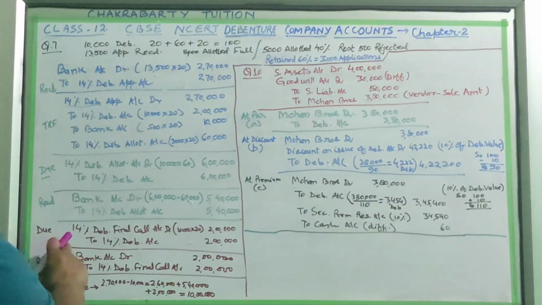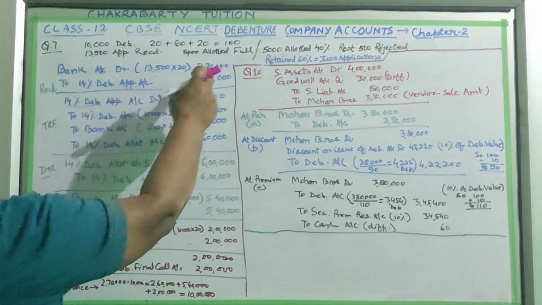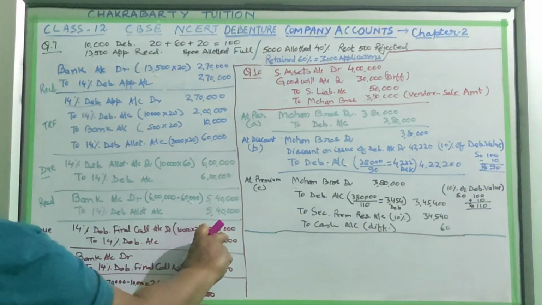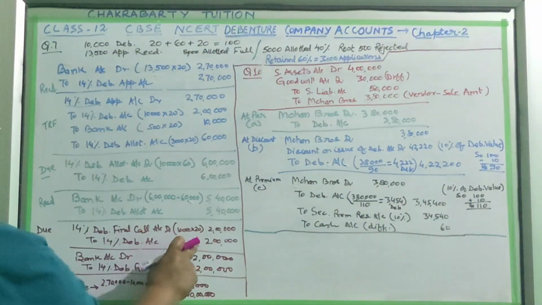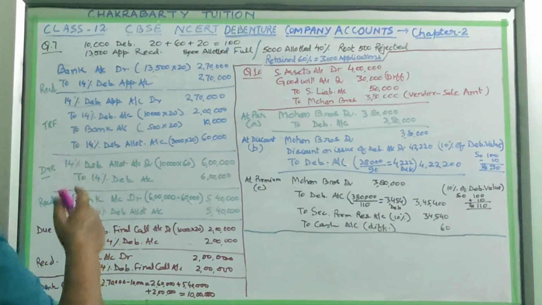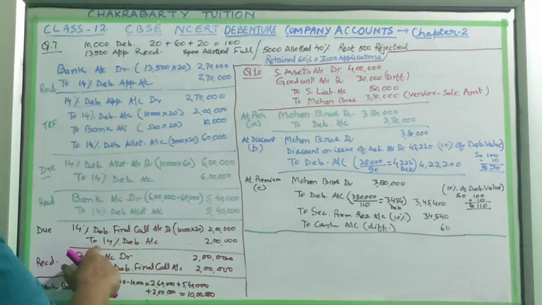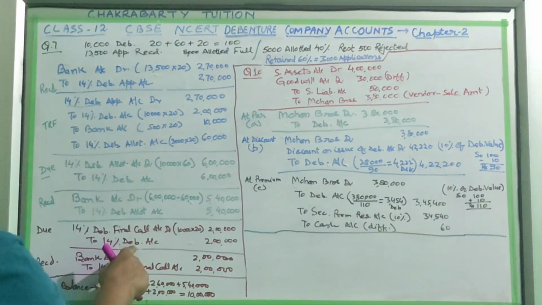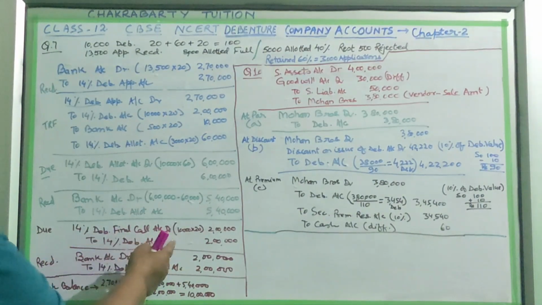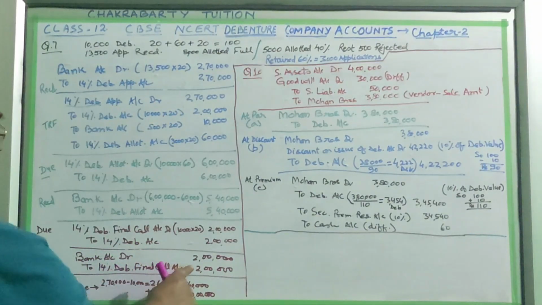Now the final call: 14% debenture final call account is debited. Final call at the rate of 20 is due on 10,000 debentures, so 2 lakhs, with the due entry credited to 14% debenture account. It is just like shares: previously we wrote share final call account to share capital account. Similarly, here we use 14% debenture in place of share, and it is credited to debenture account instead of share capital. Now you receive the full amount: bank account debit to final call account.